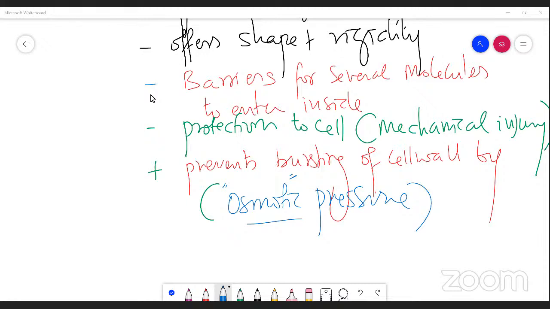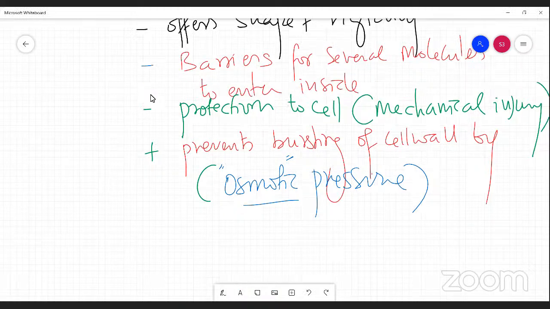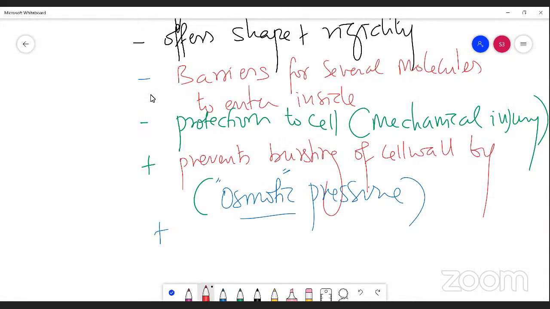The next one: it also serves as a defense mechanism. Defense means protection to the cell, right?